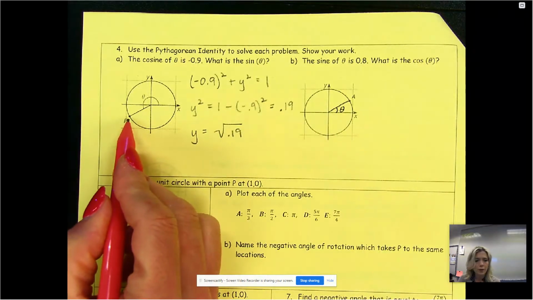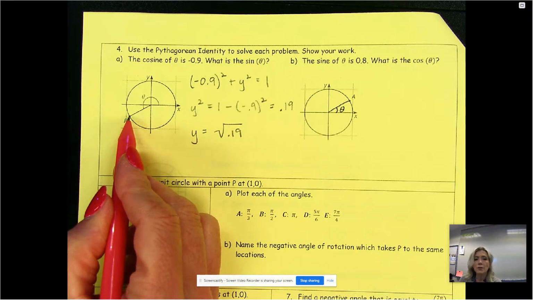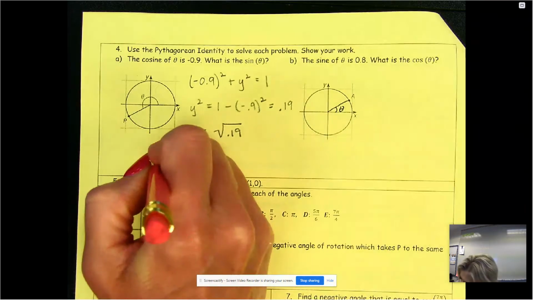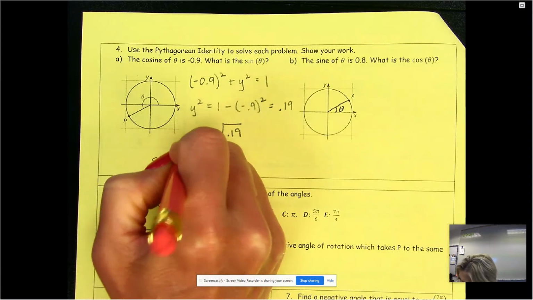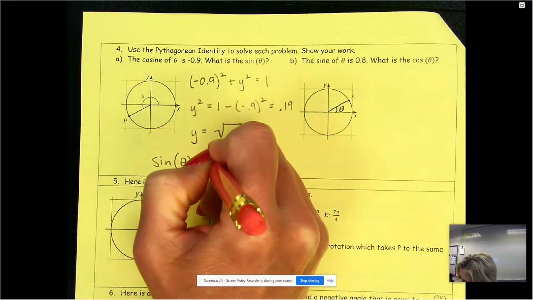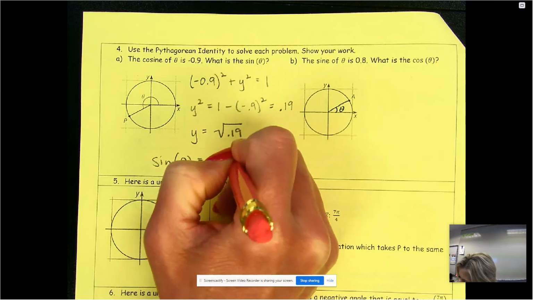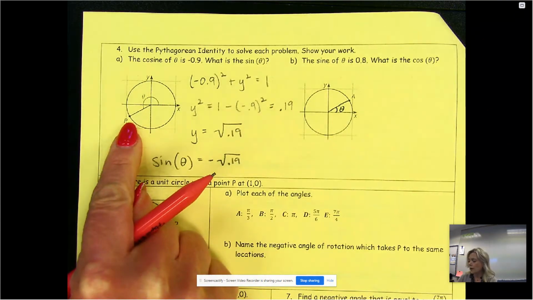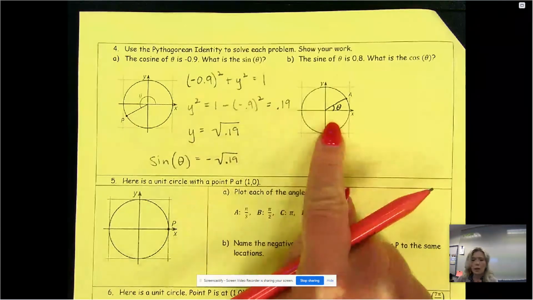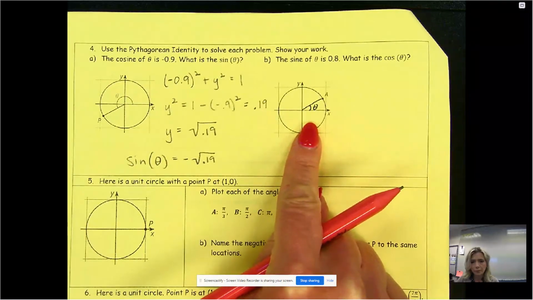However, for this point right here, cosine and sine are both negative. So when I have to find the sine of theta, it is equal to the negative square root of 0.19, because in this quadrant, sine and cosine are negative. Part B, I would do the same way.